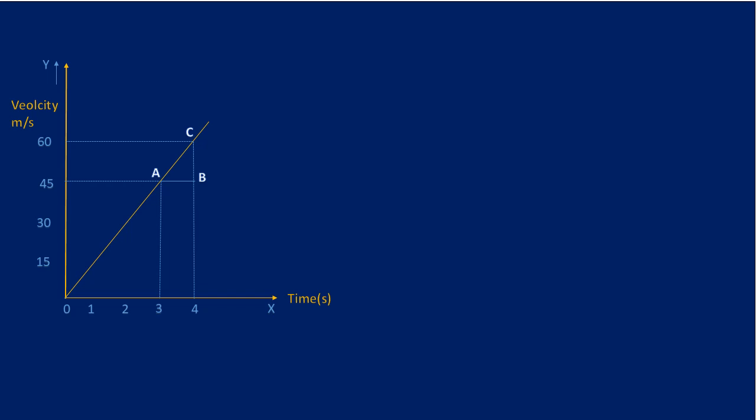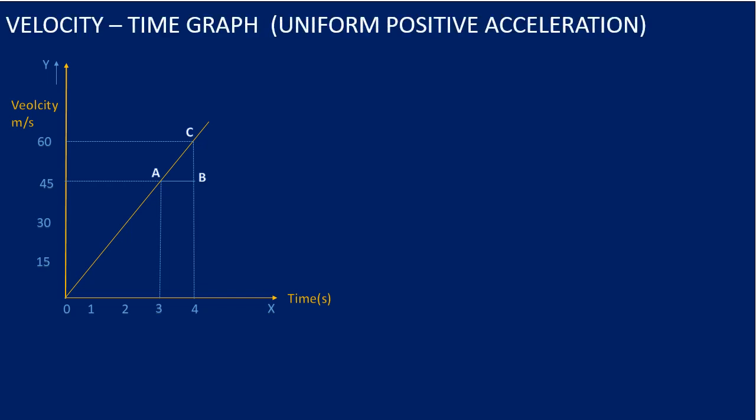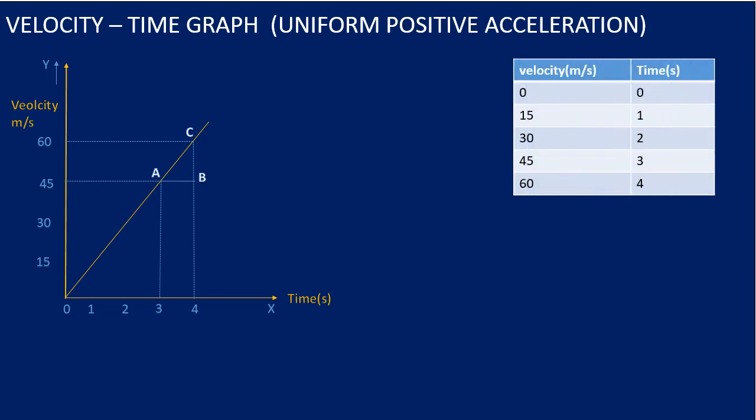Let us discuss the velocity time graph for uniform acceleration. Here, uniform positive acceleration. Children, I think you've studied the theory. What do you mean by positive acceleration? That means here the object has a change in velocity and the change in velocity is increasing in equal intervals of time. Look at the data that is given here.